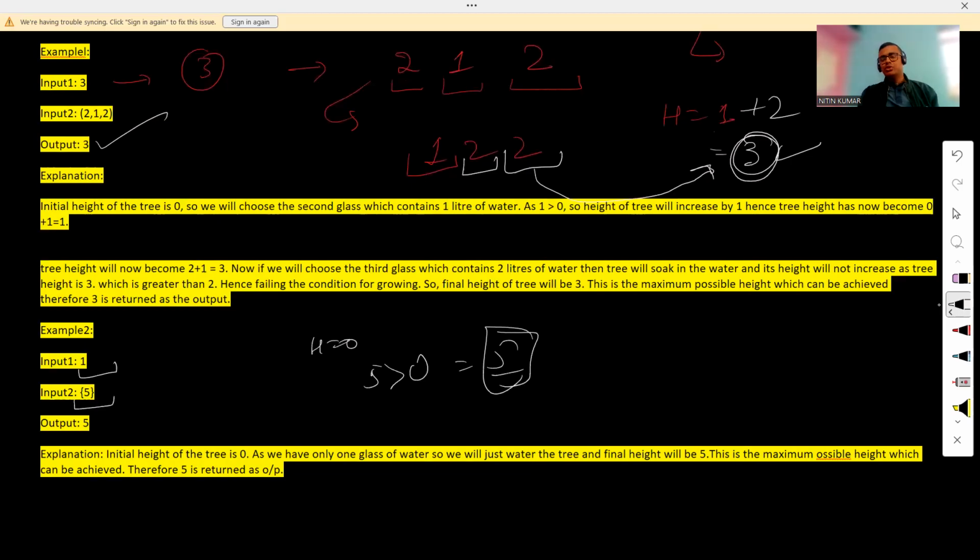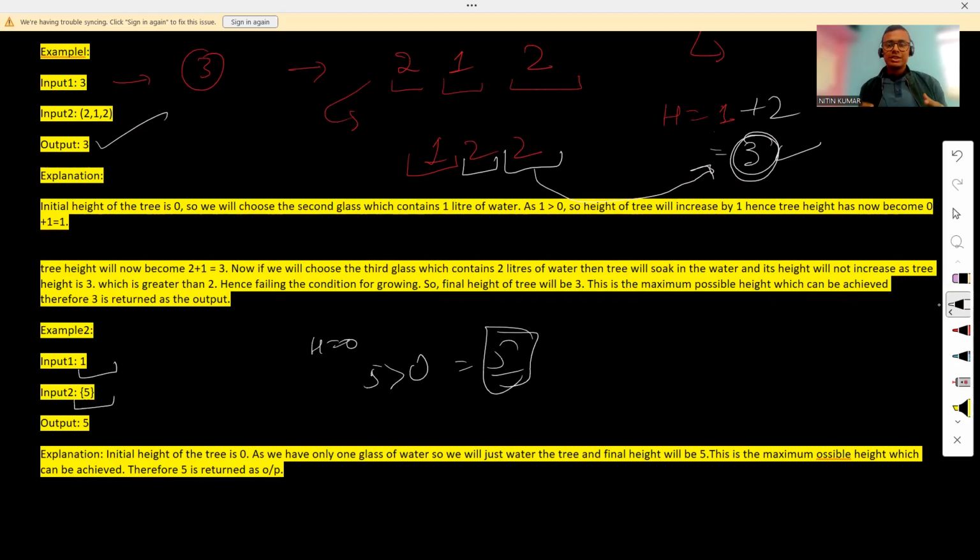So by that you get to see that this problem is very easy. We just have to look for this condition. Just sort the array, and if our current water value that we are pouring to the tree is greater than the height of the tree, then we simply increase the height of the tree by the amount of water. Otherwise, we don't have to increase.